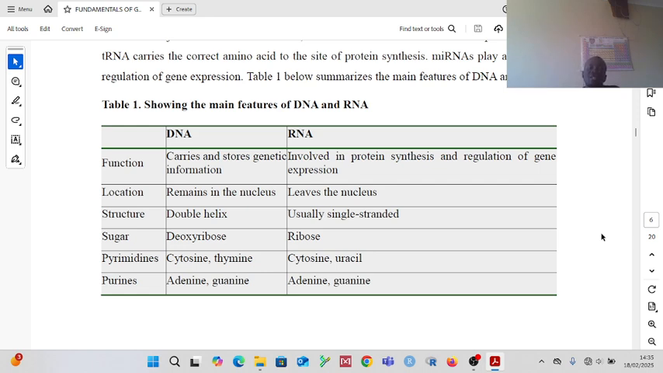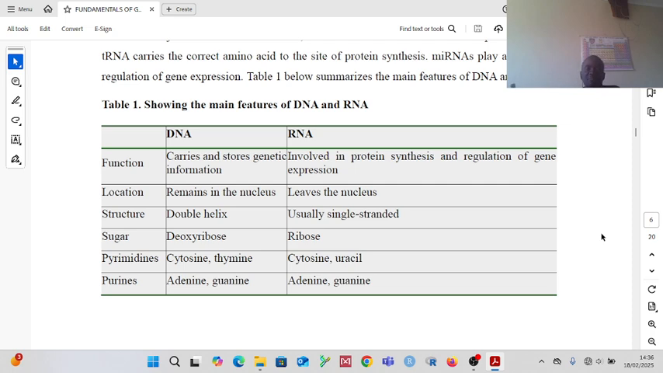In terms of structure, DNA is double-stranded, it's a double helix. Then RNA is usually single-stranded. In terms of the pentose sugar, DNA has the deoxyribose. Then RNA has the ribose as its pentose sugar.